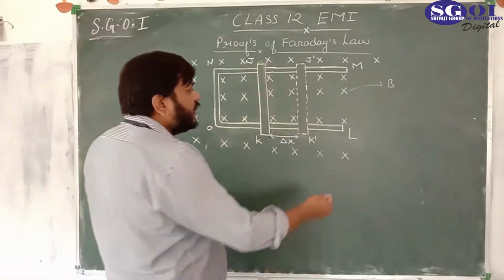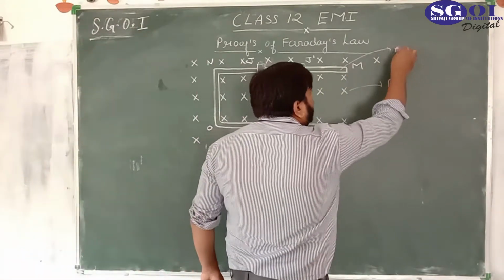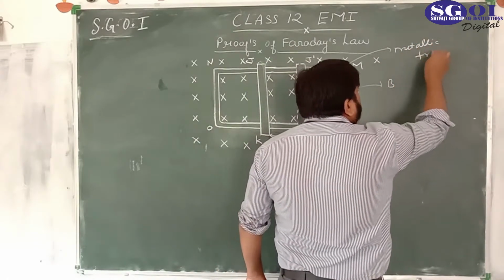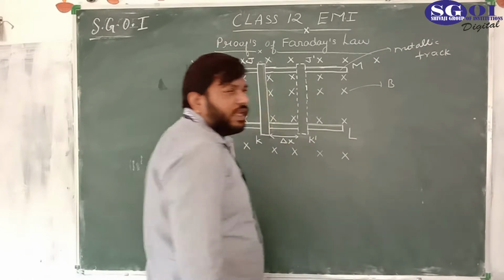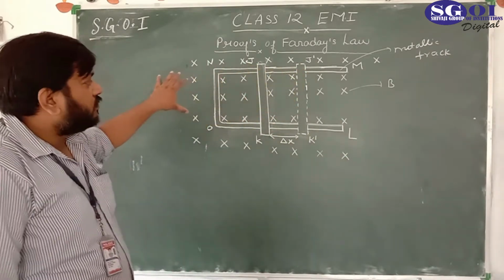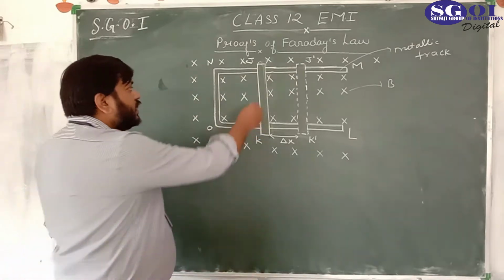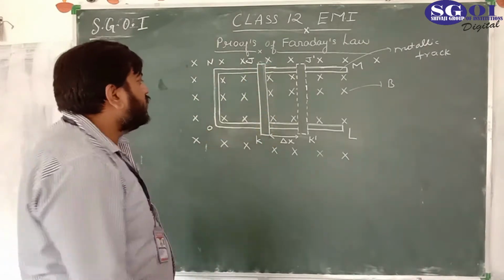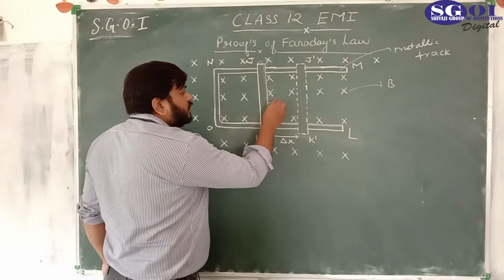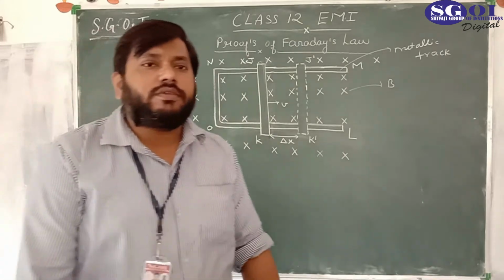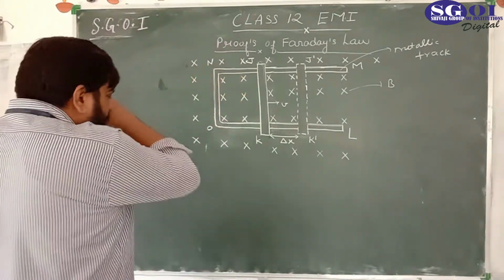This is the metallic track on which a conductor is being moved. This conductor JK, this is the initial position, and this is moving. Let's say this is moving with velocity v in this direction.